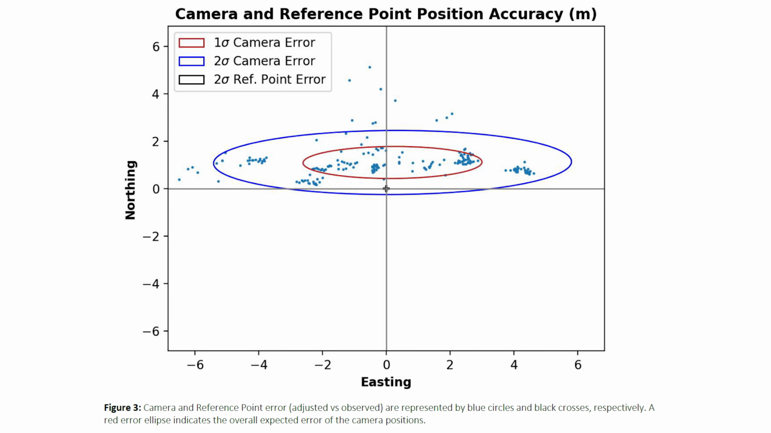The next graph is the camera and reference point position accuracy, which displays the precision of camera positions and reference points in terms of their northing and easting coordinates. It helps assess the reliability of spatial positioning, ensuring accurate alignment of aerial images for your photogrammetric processing. This graph is vital for verifying the consistency and reliability of georeferencing information, ultimately enhancing the accuracy of generated maps or models from aerial imagery.